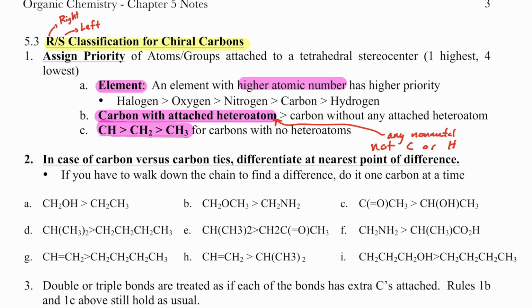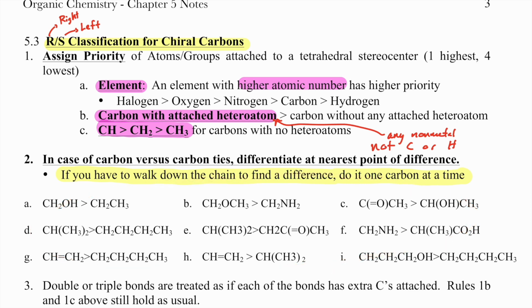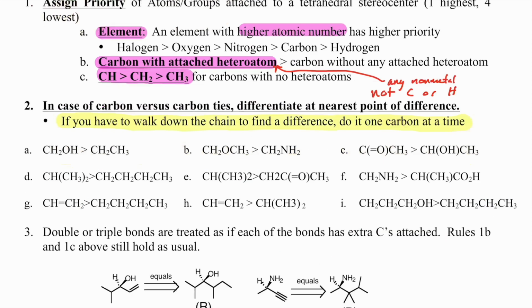Now, if you go off of your chiral carbon and there is a tie, in case of a tie, what you're going to have to do is walk down the chain until you find a difference. And you're going to do that one carbon at a time. And I'm going to show you that. So instead of going through these examples that are unclear and confusing, I want to go back to some of the examples that we've done in the past.